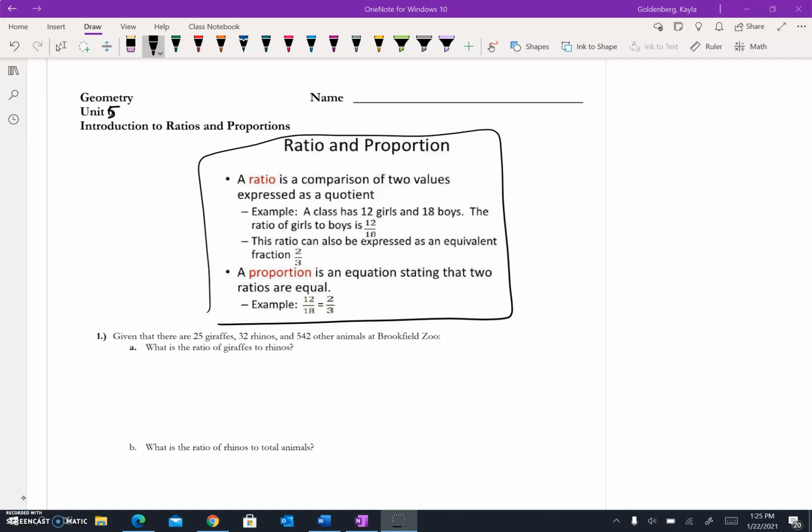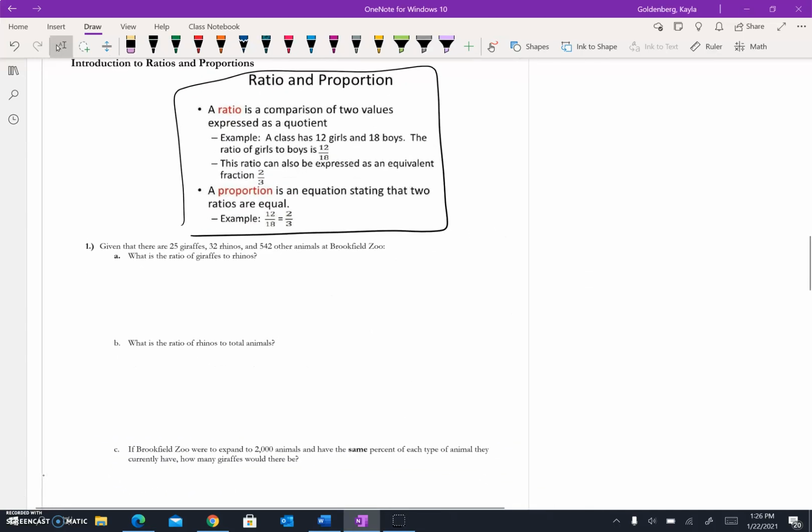And then a proportion is when you create an equation saying that 2 ratios are equal or congruent, and you know that they're the same in value. So let's try out a couple of little examples here.